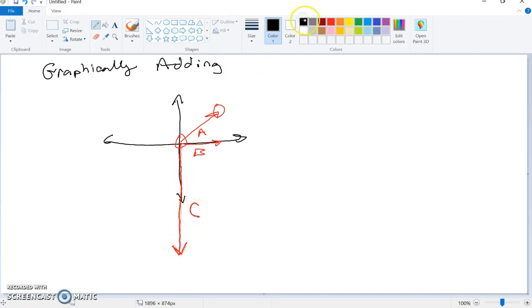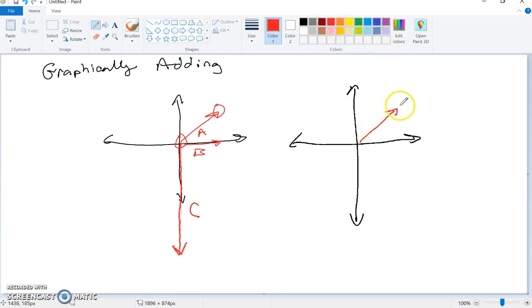And now you want to add up A plus B plus C. So we're going to draw our coordinate system. You always draw a coordinate system first. And we're going to put our vectors on here, okay? So here's A. And we're going to take B and put it at the head of A.